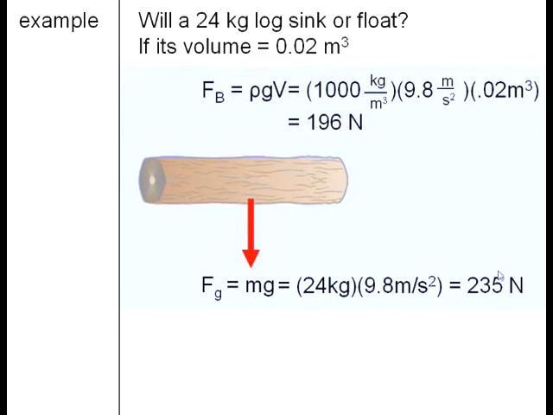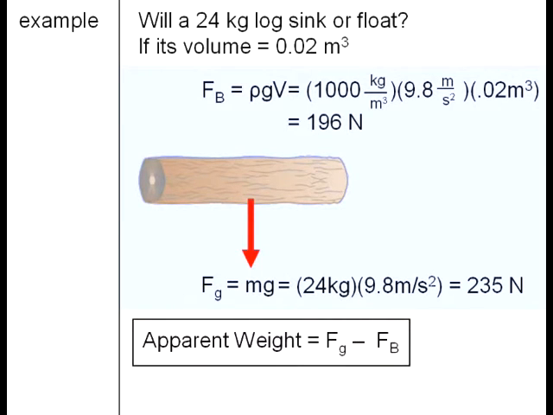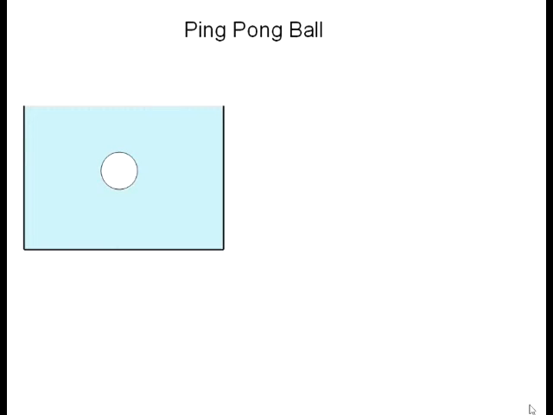This difference between these two forces is called the apparent weight. We're subtracting the buoyant force from your weight force, and that difference is your apparent weight. If you've ever been in a swimming pool, you realize that you weigh less inside the water than out, and that's because the buoyant force is pushing you up. In this case, it comes out to 39 newtons as your apparent weight.